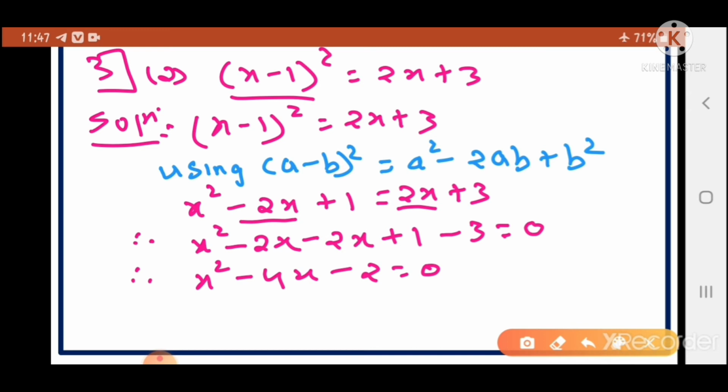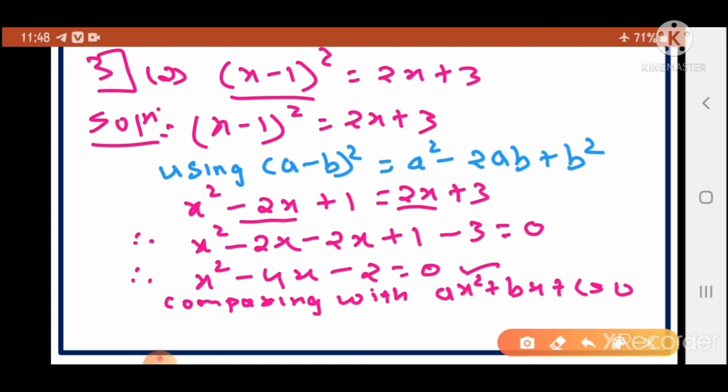Now you tell me, is this a standard form of quadratic equation? Yes. x square minus 4x minus 2, right? Now find out the value of a, b and c. So the same thing you will write, comparing with ax square plus bx plus c equal to 0. Compare it and get the value of a, b and c.